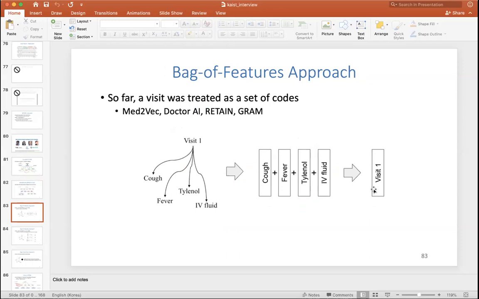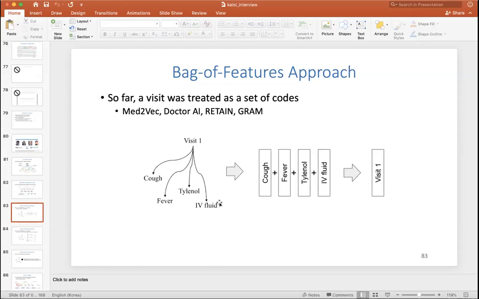In this diagram, there are 4 events in the visit. For example, let's say the patient went to the hospital and got diagnosed with cough and fever, and then the medication Tylenol was given, and then the patient was given the procedure of getting IV fluid, some fluid given intravenously.